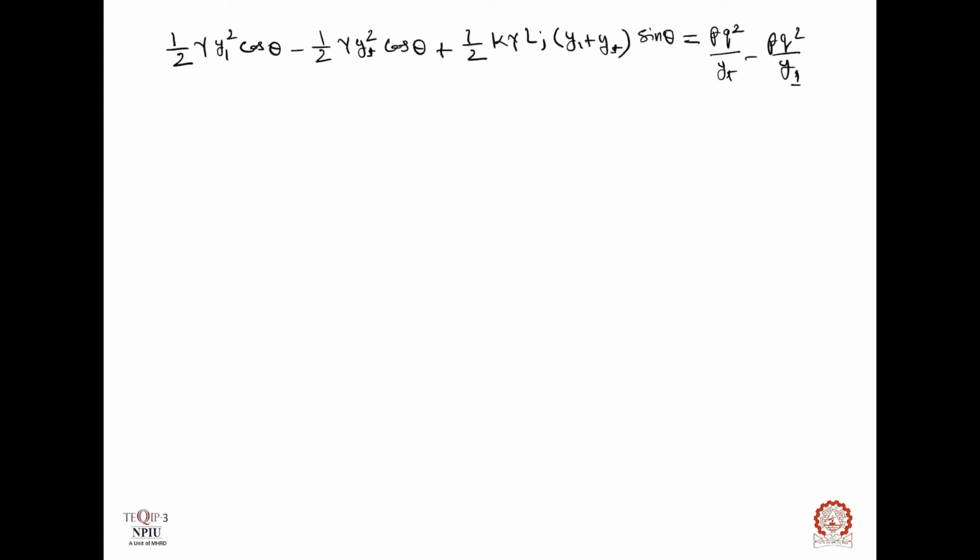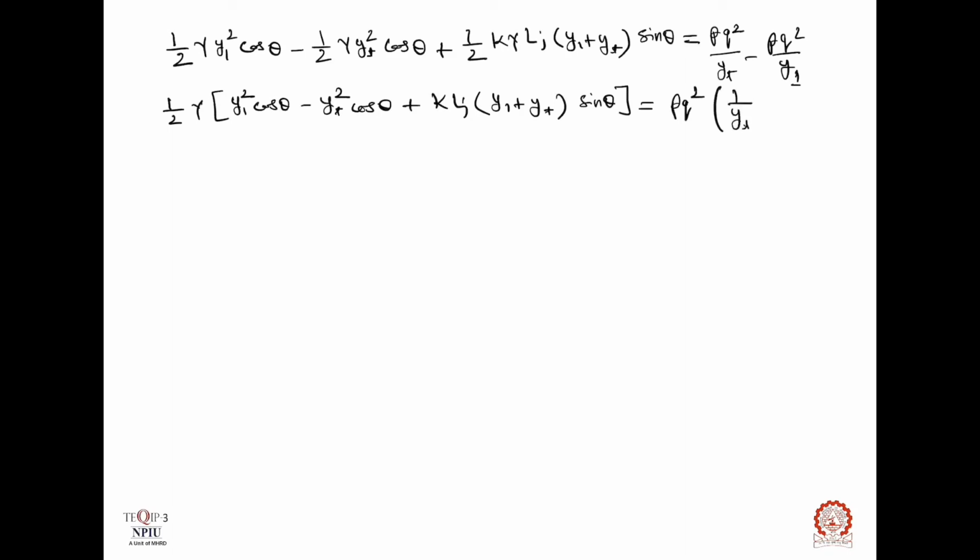This equation can be rewritten as half of gamma y1 square cos theta minus yt square cos theta plus k Lj y1 plus yt sin theta is equal to rho q square into 1 divided by yt minus 1 divided by y1.